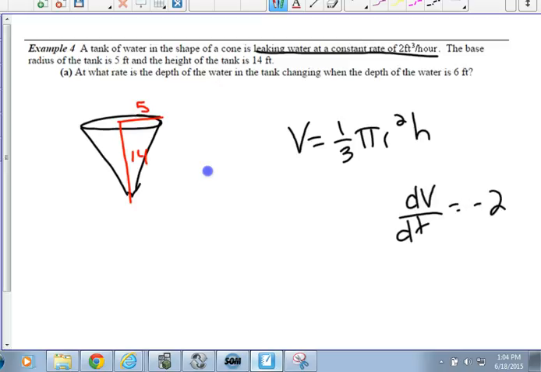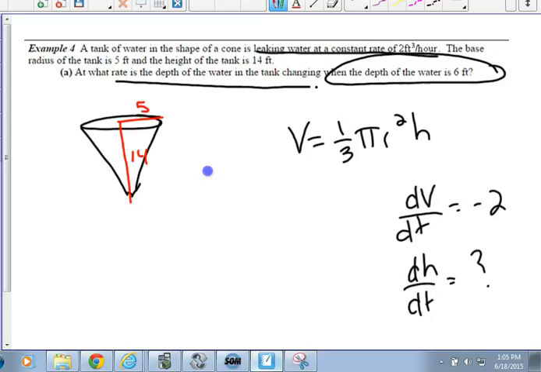They're asking us the rate at which the depth of the water in the tank is changing. So what is this part? Good job. All right. We don't know what this is. Okay. What do we know what the H is? Yes. Okay. 14. You're close. We want to do it at that point though. I don't understand these problems.